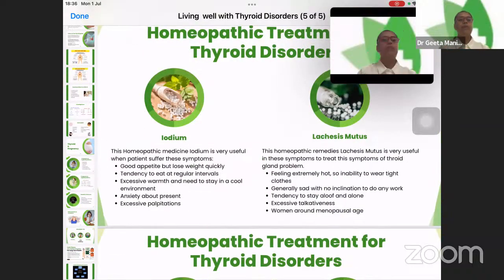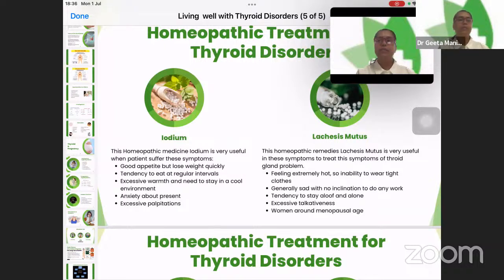Homeopathic treatment for thyroid disorders. The homeopathic medicine iodum is very useful for patients who suffer these symptoms. Good appetite. The above two remedies are very good for hypothyroid cases. Calcarea carb, at times, or one of the other compounds, calcarea phos, can be given for hyperthyroidism, but iodum is typically a hyperthyroid remedy, where the patient will complain of good appetite but lose weight quickly, tendency to eat at regular intervals, excessive warmth, and needs to stay in a cool environment. The patient feels very hot.